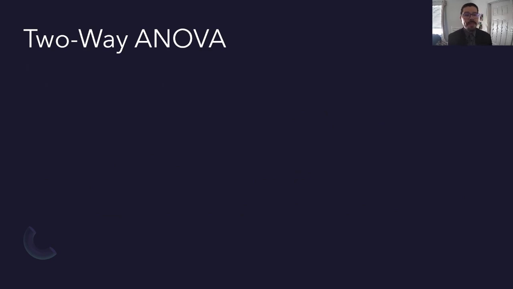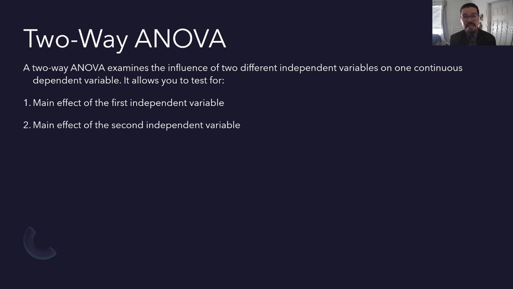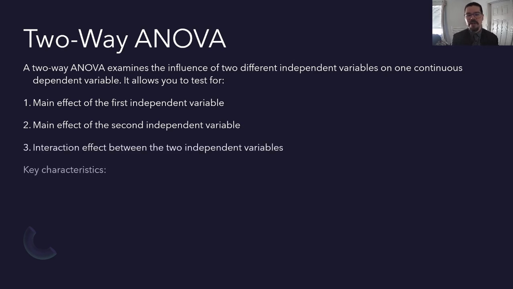All right, so a little bit of background on the two-way ANOVA. The two-way ANOVA examines the influence of two different independent variables on one continuous dependent variable. It allows you to test for the main effect of the first independent variable, the main effect of the second independent variable, and then the interaction effect between the two variables.